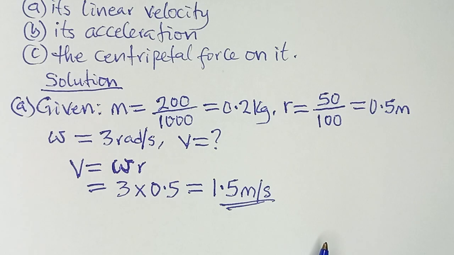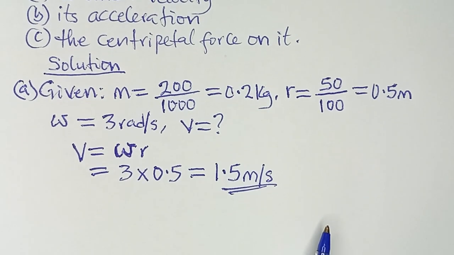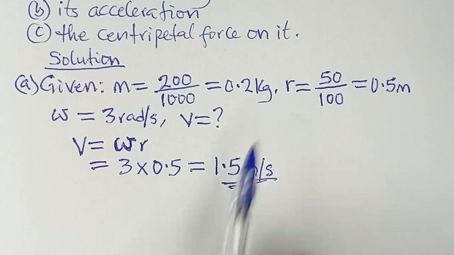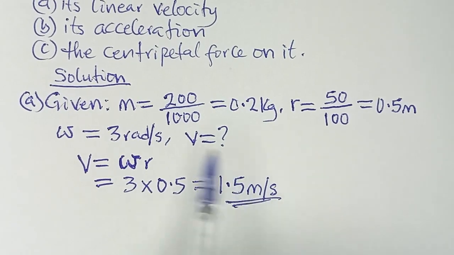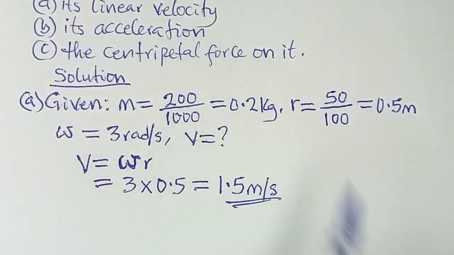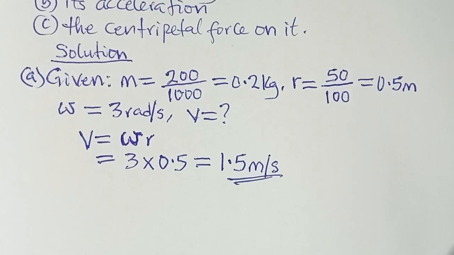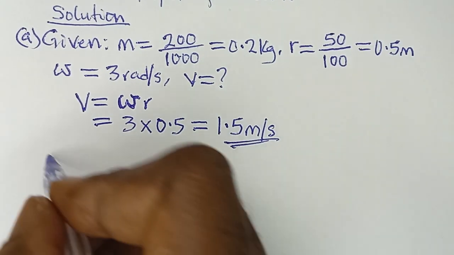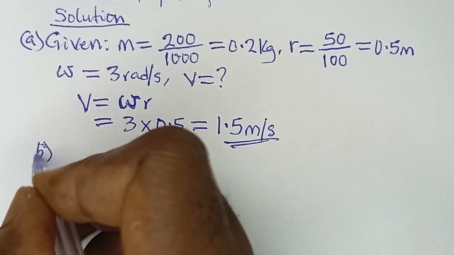Now, continue with this circular motion. Please don't forget we are dealing with circular motion here. The B part of the question is asking for acceleration. It's acceleration. So let's move to the B part of the question that is asking for acceleration. So I'm going to write B now.